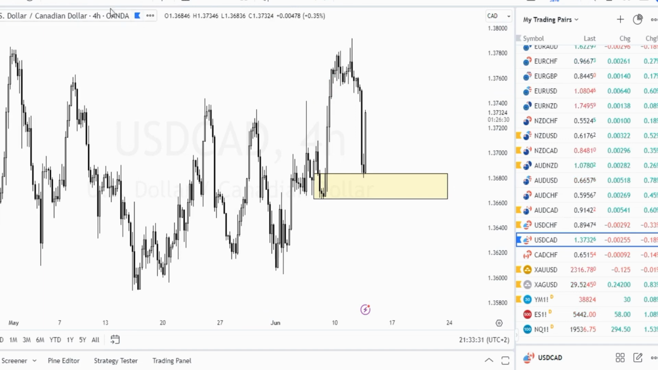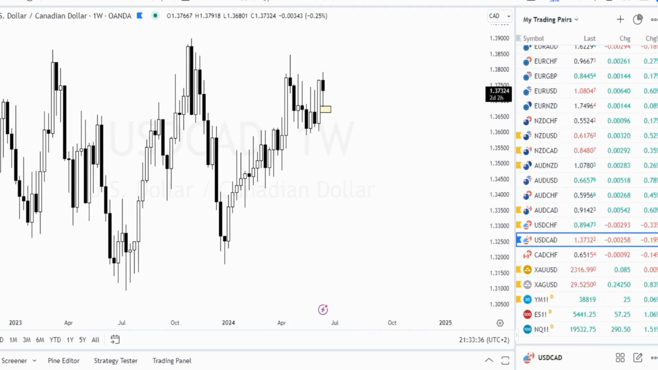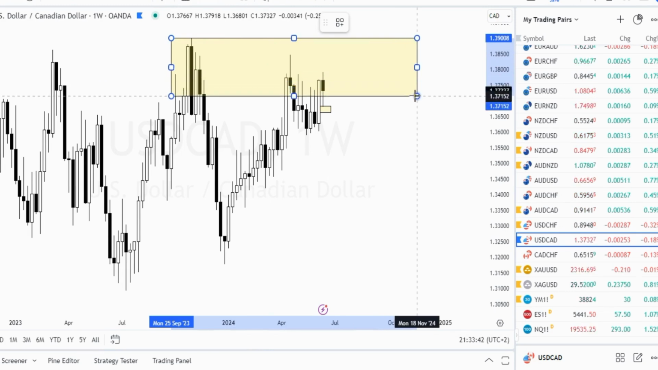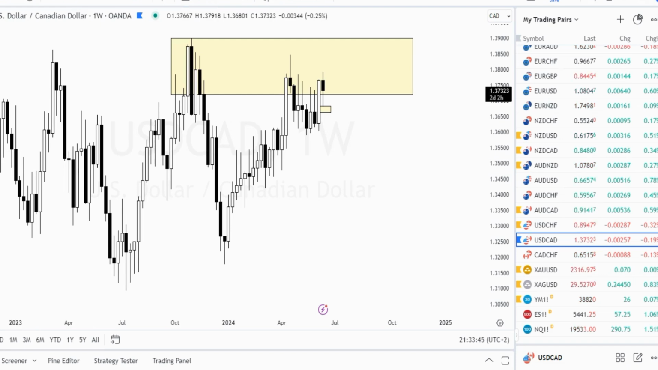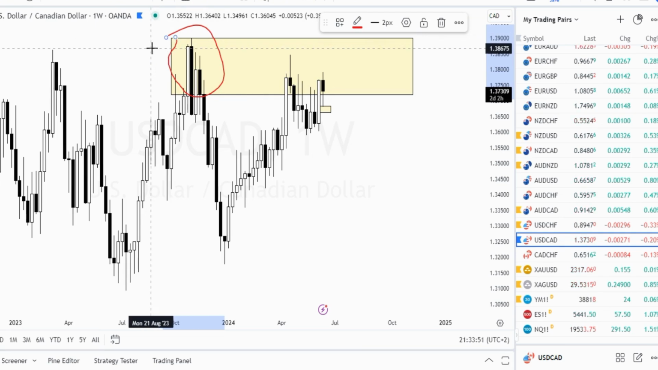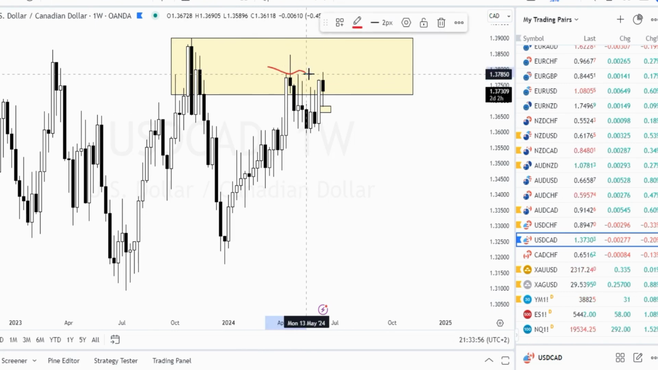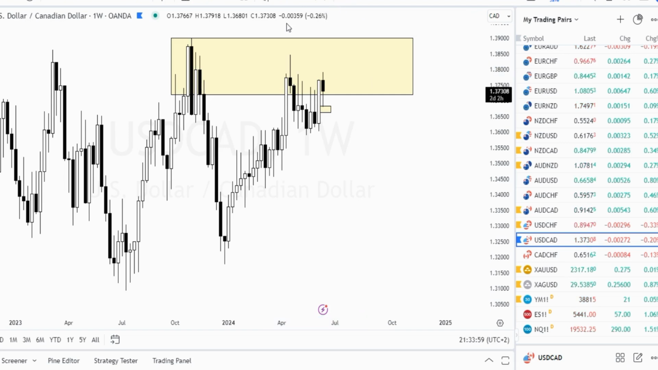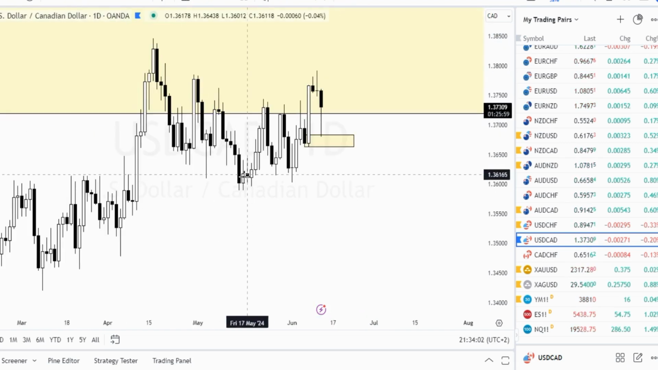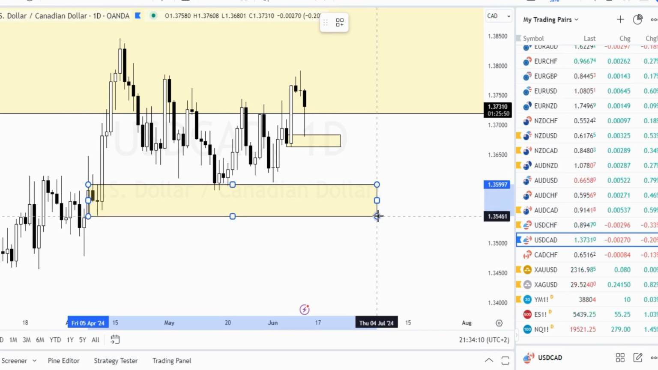Okay, the first trade was USD CAD. As you can see, if we go to the weekly chart, we have this weekly imbalance right here. Of course, it's very normal that we're going to sell from this level, but if we go to the daily chart, we will see that the market actually reacted from this daily level.